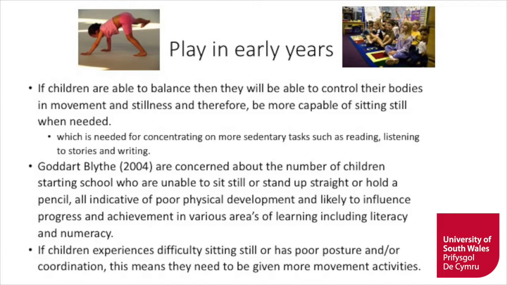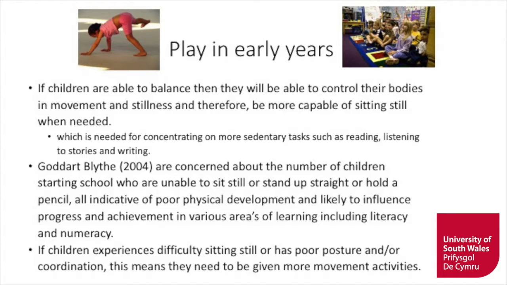and doing key tasks. Blythe 2004 is concerned about the number of children starting school who are unable to sit or stand up straight or hold a pencil. All are indicative of poor physical development and are likely to influence their progress and achievement in various areas of learning, including literacy and numeracy.